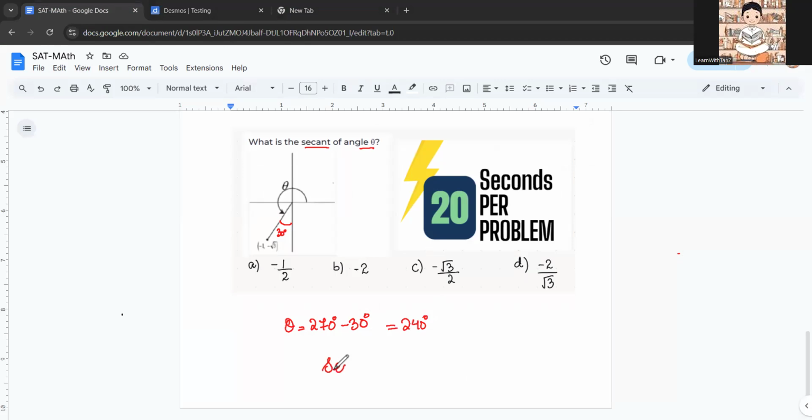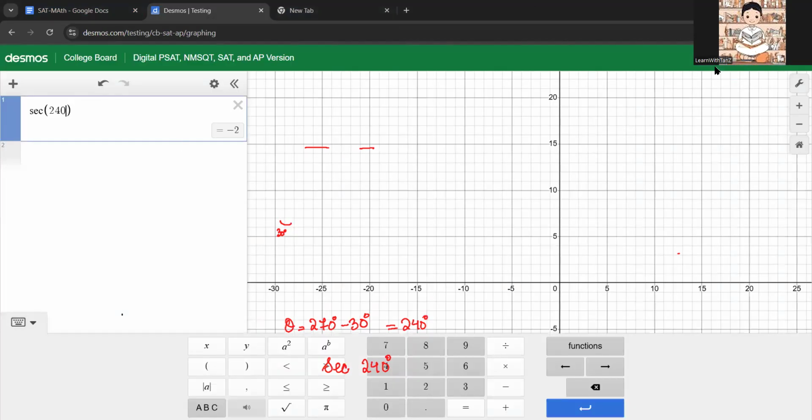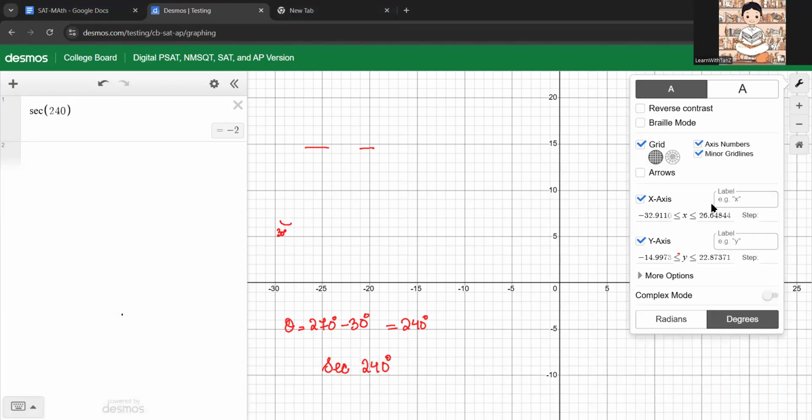So we are finding the secant of 240 degrees. We'll do it over the Desmos. It will give us the value of negative 2. The only thing we need to make sure is that our Desmos is set to degrees and not radians. It won't give you the correct answer otherwise, because we are working in degrees.